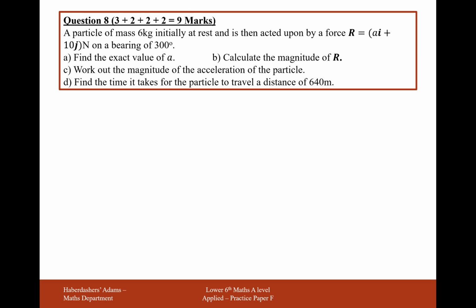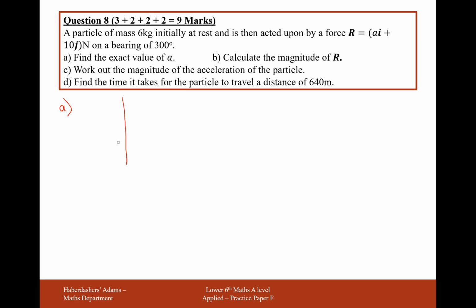Here on question 10, a force equals mass times acceleration question. A particle of mass 6 kilograms initially at rest is acted upon by a force R equals Ai plus 10j on a bearing of 300. Calculate the exact value of A.